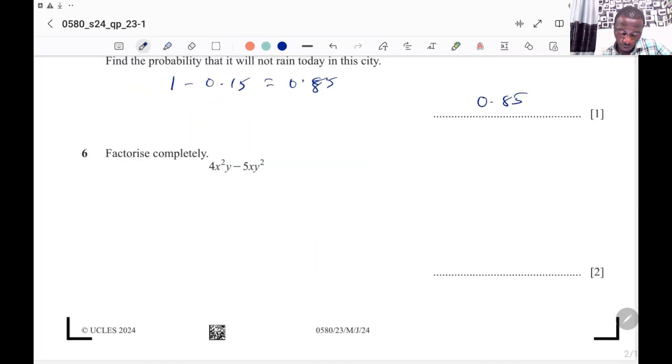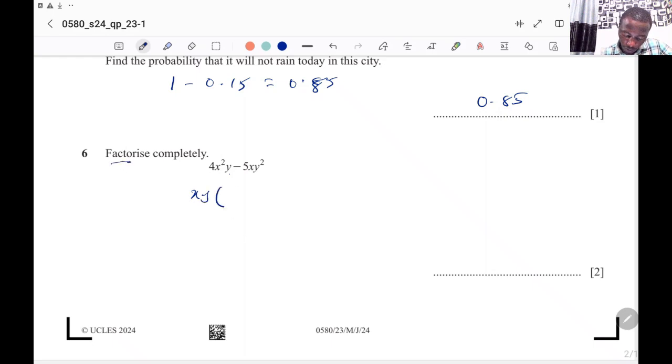Question number 6. Factorize completely: 4x squared y minus 5xy squared. So how do we factorize this? First of all, find what is common here. x and y is here, and x and y is also here, so it is the common thing. We'll bring it out, because the word factorization means we should factor it out.